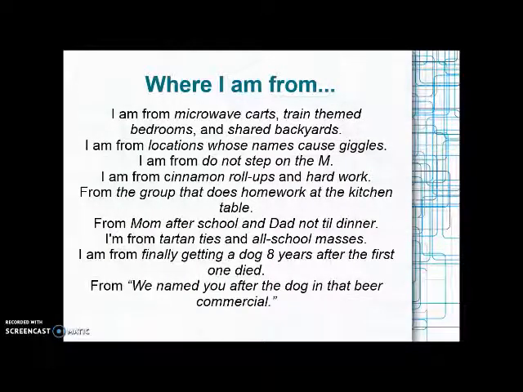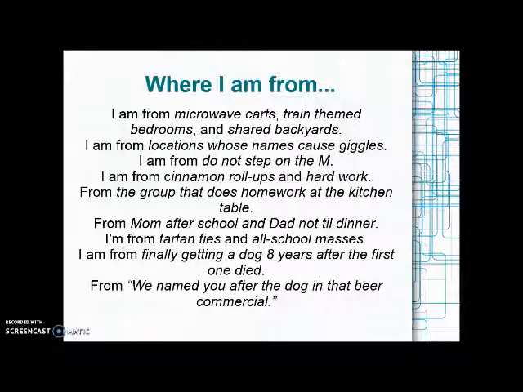Where I am from. I am from microwave carts, train-themed bedrooms, and shared backyards. I am from locations whose names cause giggles. I am from Do Not Step on the M. I am from cinnamon roll-ups and hard work. From the group that does homework at the kitchen table.